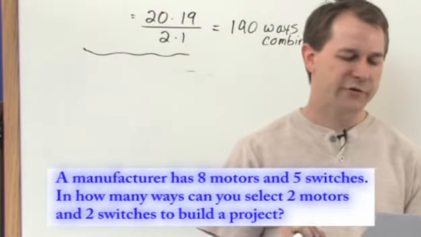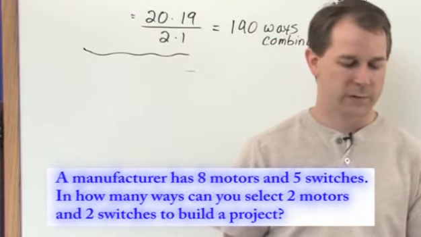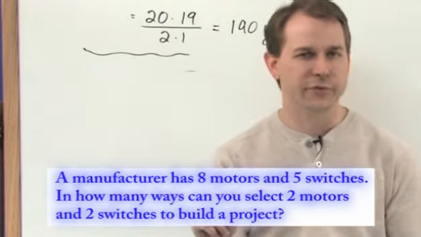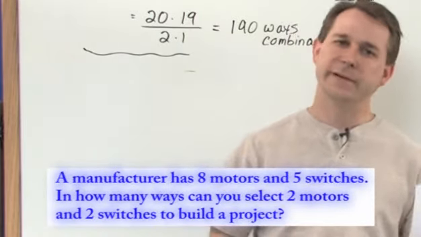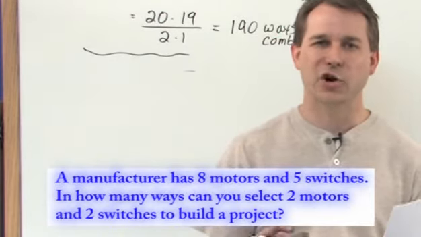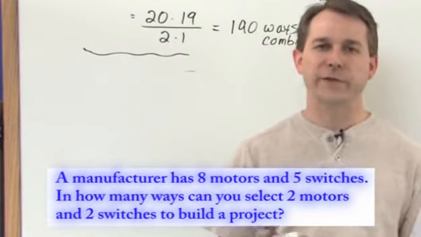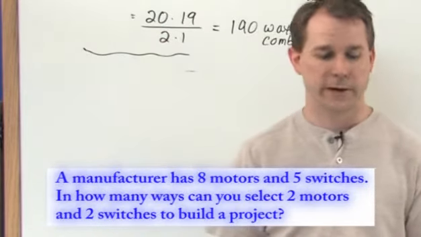A manufacturer has 8 motors and 5 switches, okay? How many ways can you select 2 motors and 2 switches to build a project? This is a little bit different than what we've had before. It's not quite so cookie cutter, but let me walk you through it and show you why it's the way it is. The first thing to think about is, is this a problem in permutations or combinations?